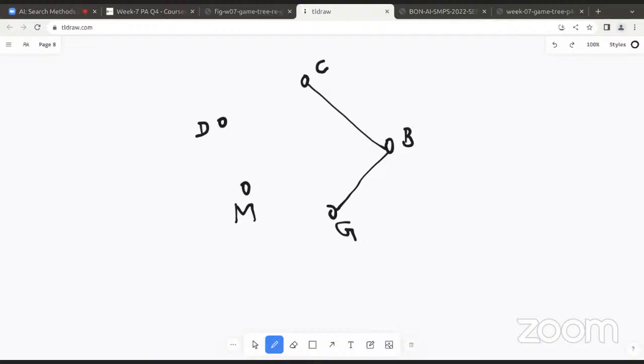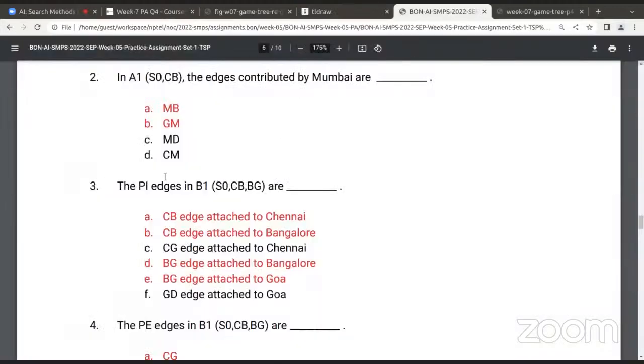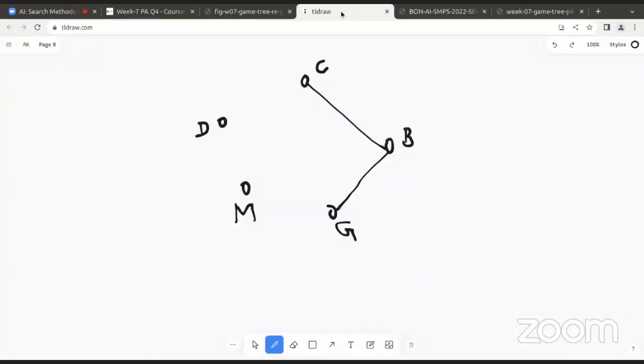Now the question is, permanently included edges in B1. After including CB and BG, what are the other edges you can infer? If you infer, those are also permanently included. Now in your spreadsheet, CB was for S0 as well. When you include CB, nothing is changed. Yes, I agree. There is no change.